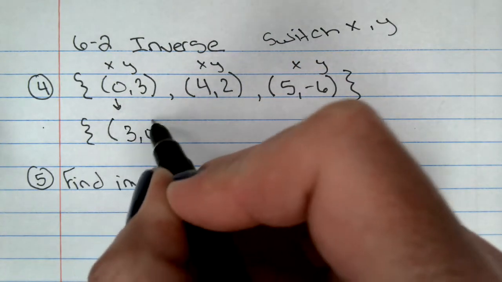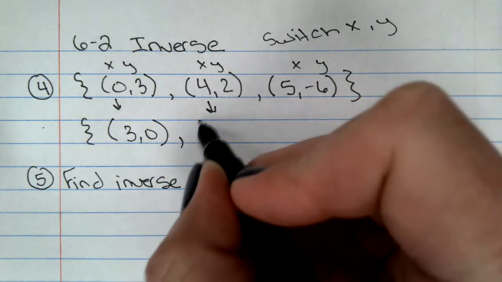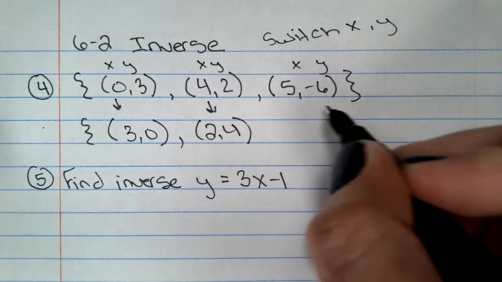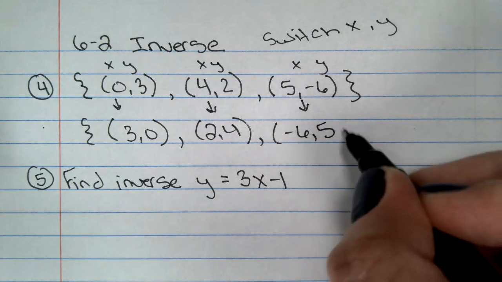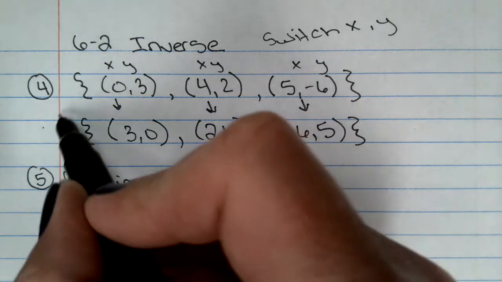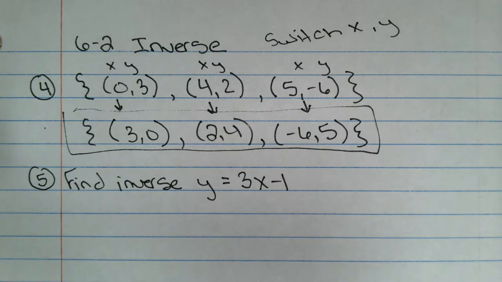So this first ordered pair becomes 3, 0. This second ordered pair becomes 2, 4. And this last ordered pair becomes -6, 5. So that is how you find the inverse when you're just given ordered pairs.